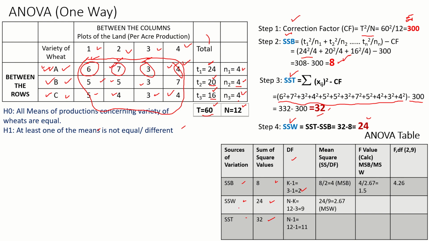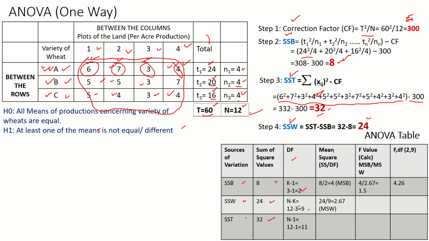For SSW, that is sum of square within, it is n minus k. What is n? N is 12. So here it is 12 minus 3. Where is 3? It means 3 varieties of seeds. Therefore, we are deducting this, and we are getting 9. For the total, it is n minus 1, because this is 12 minus 1, or 11.